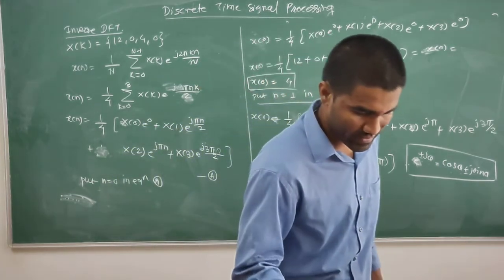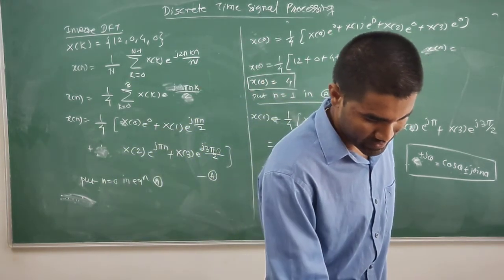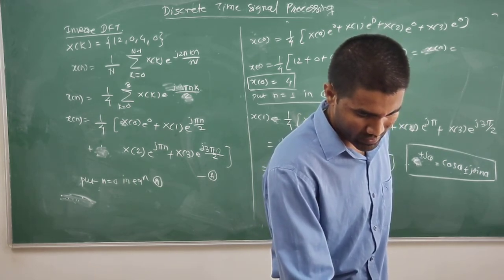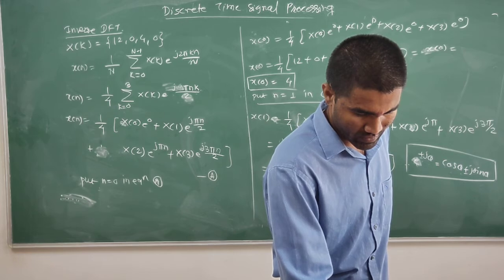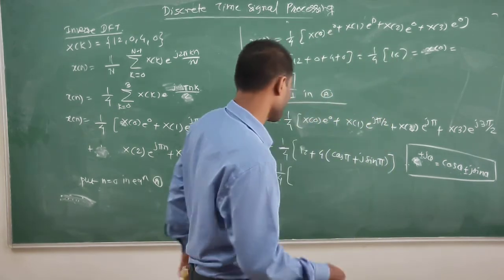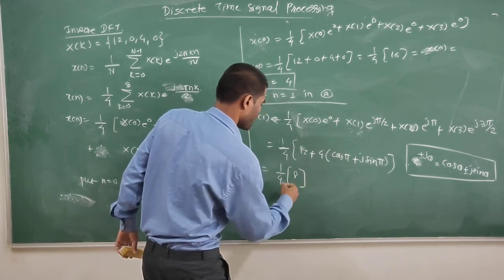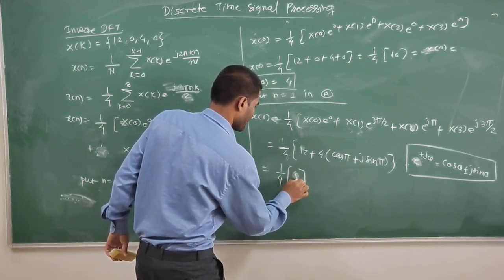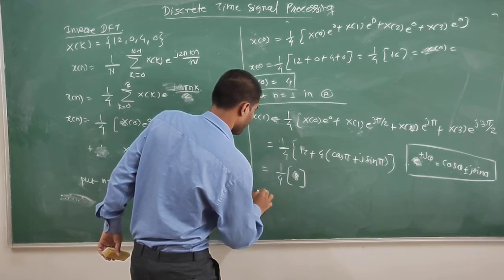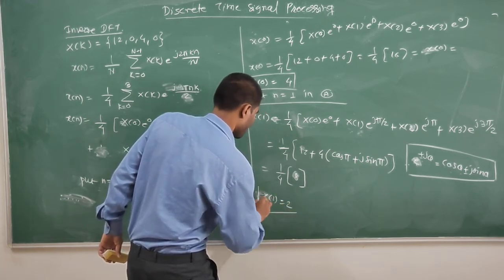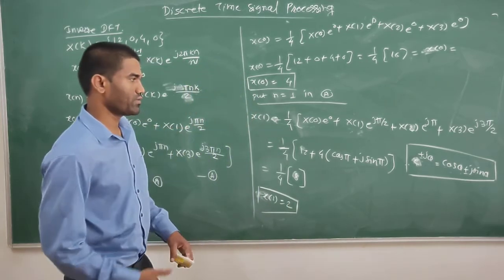I will directly write the answer because I don't have a calculator with me. Okay. So x of 0 is 4. So I think its value is 2. So we are getting small x of 1 is equal to 2. So directly I will calculate the value of this.